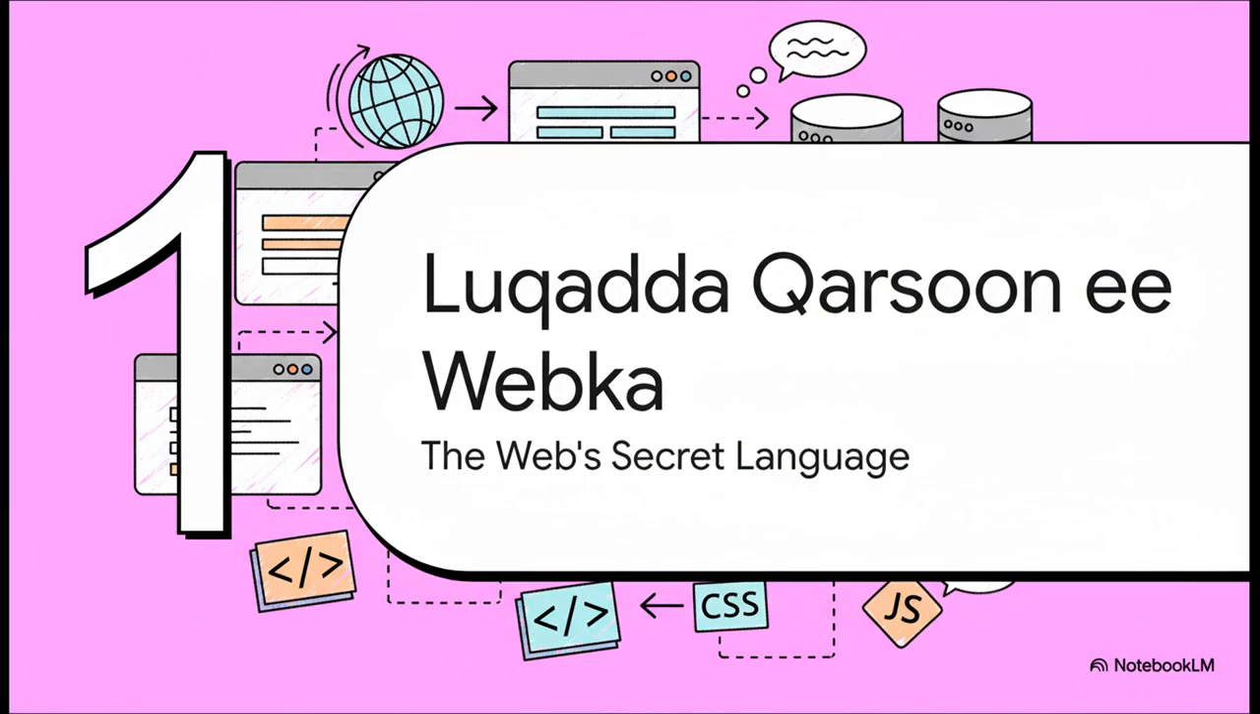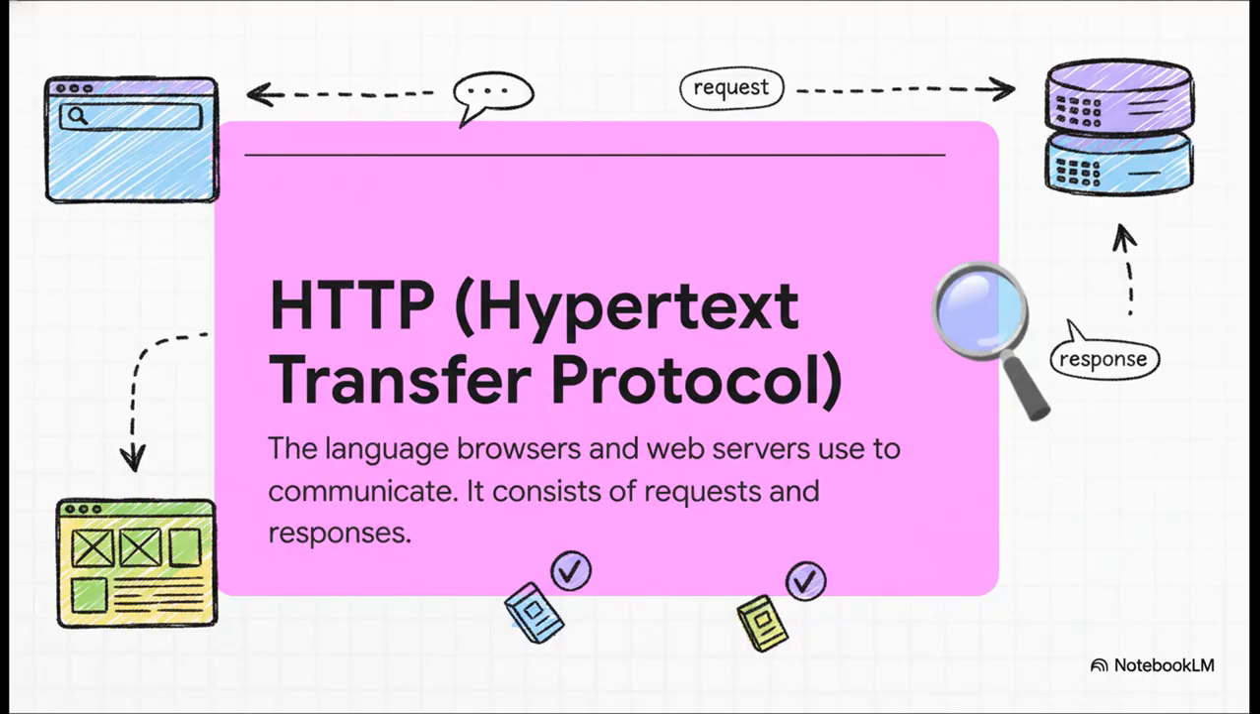Okay, so if it's a conversation, what language are they speaking? You know, for any chat to work, both sides have to agree on the rules, a shared protocol. And for the web, that secret language is called HTTP. Honestly, at its core, HTTP is super simple. It really just boils down to two types of messages. Your browser sends a request, and the server sends back a response. That's it. That simple back and forth is the foundation for absolutely everything you do online.